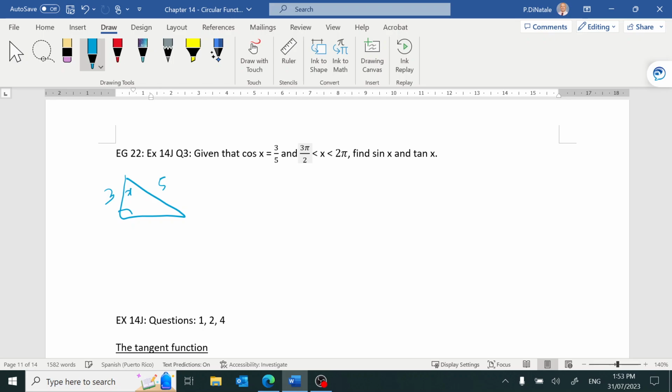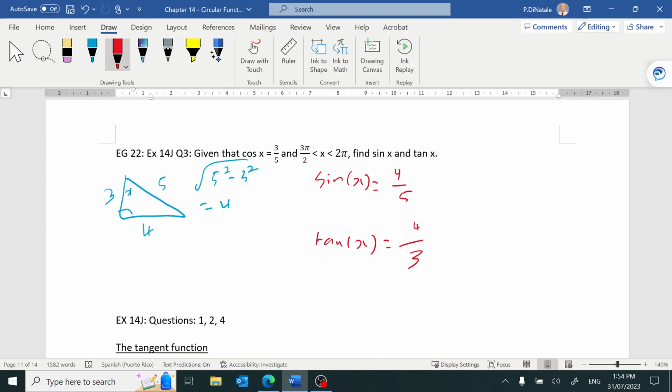And we can work out this side here using Pythagoras' theorem, which we get as 4, because 5 squared minus 3 squared, the square root of all that gives me 4. So now if I want to work out sine, I'm just doing sine of x is the opposite side over the hypotenuse side. Tan of x equals the opposite side over the adjacent side. So 4 thirds. Okay.